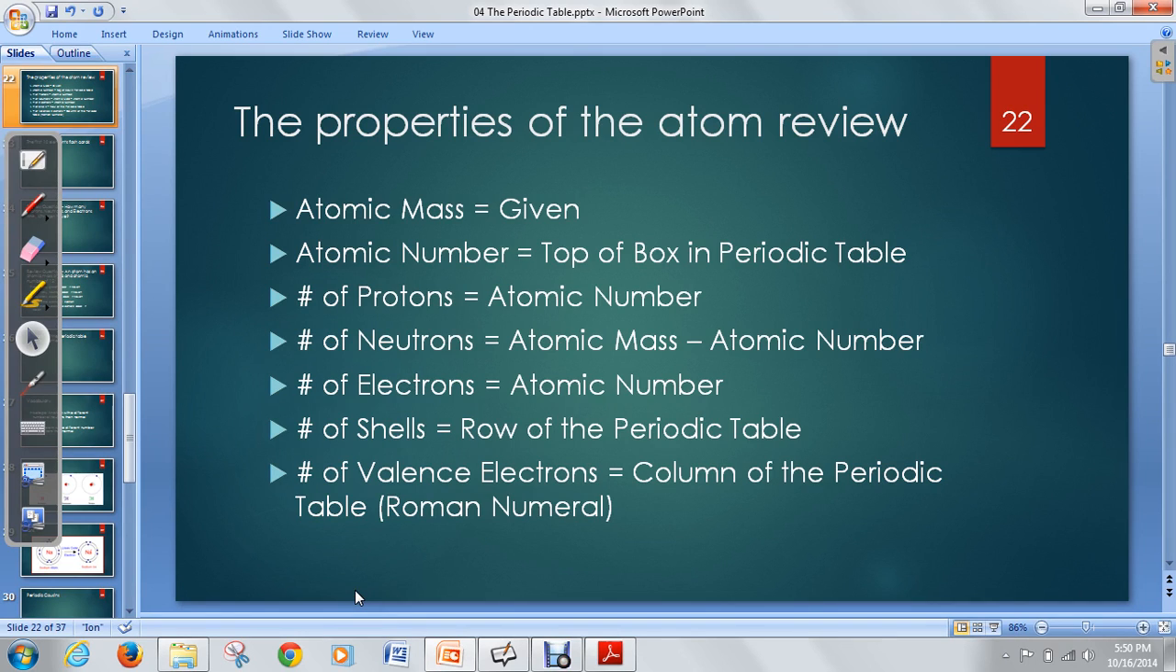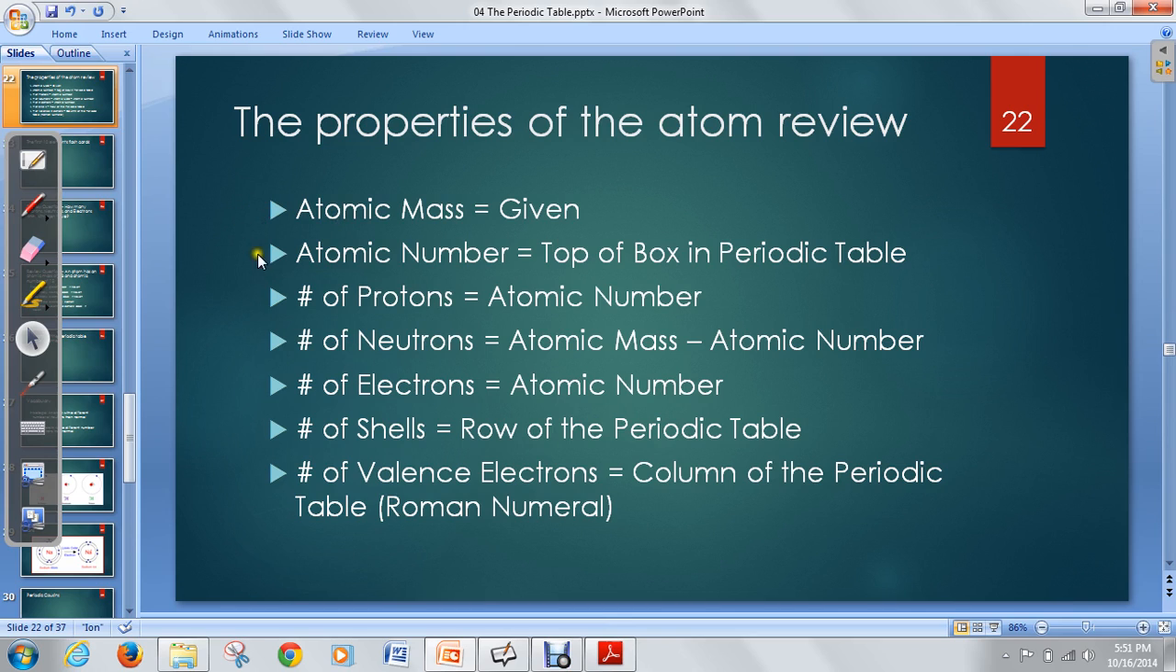Okay, so if I want to find any of the properties of an atom, this is how I would do it. If I'm trying to find the atomic mass, usually it's given to you. It's either stated in the problem or it's given as part of the periodic table, but most of the time they'll just say this is hydrogen with an atomic mass of 2, or this is nitrogen with an atomic mass of 14, or whatever it is. So usually they'll tell you in the problem what the atomic mass will be.